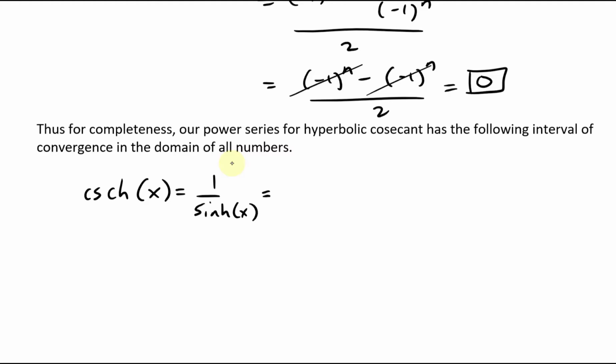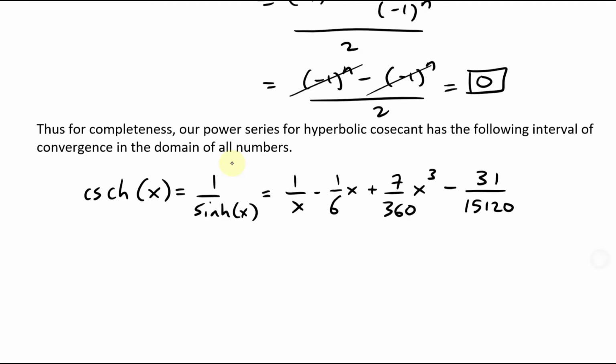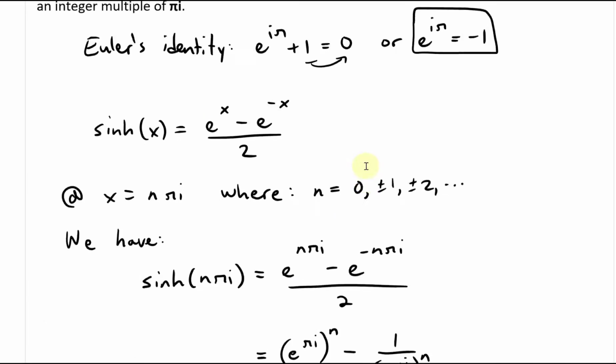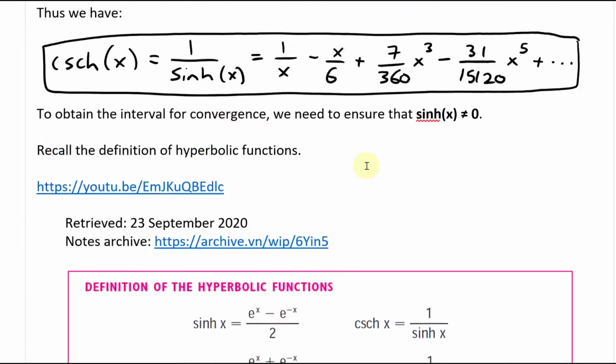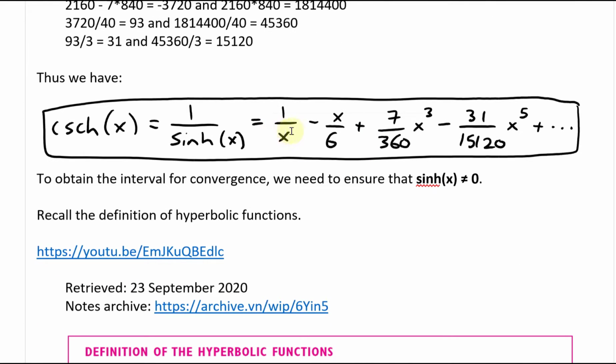So just for completeness, this equals 1 over x minus 1 over 6x plus 7 over 360 x cubed, and then minus 31 over 15,120. Yes, it's ingrained into my brain. Plus dot dot dot. Let's just double check that quick. So yes, 1 over x, negative x over 6, and then we have 7 over 360 x cubed, minus 31 over 15,120.